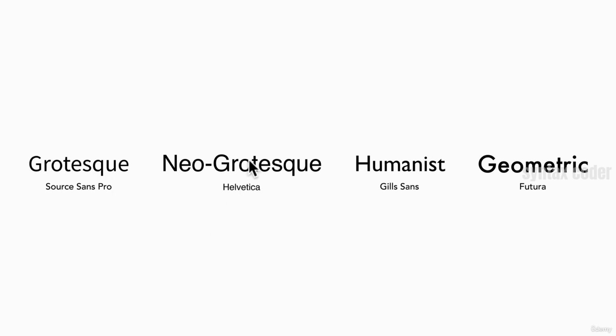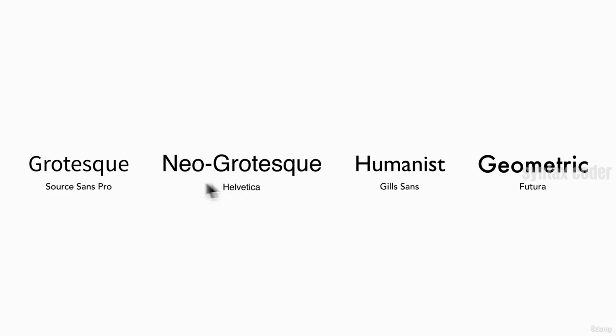Next, we have neo-grotesque. This includes some of the most common typefaces like Arial, Univers, and everyone's favorite, Helvetica. When I'm comparing this to something like a grotesque typeface, the one thing I'm looking at is that the neo-grotesque is much more plain in comparison. You'll see that it's much more uniform within the typeface. There's less contrast between thick and thin.